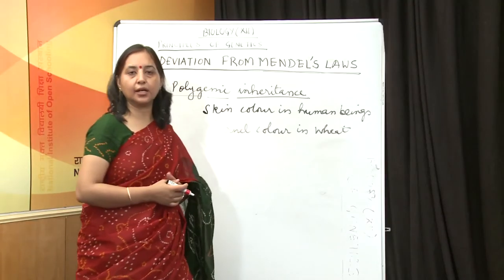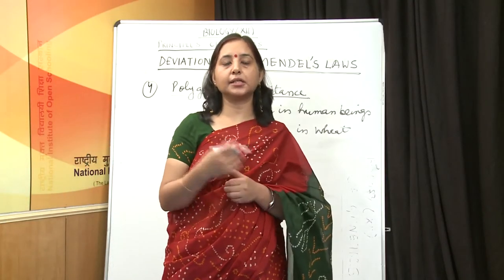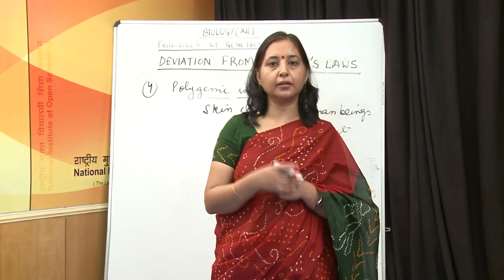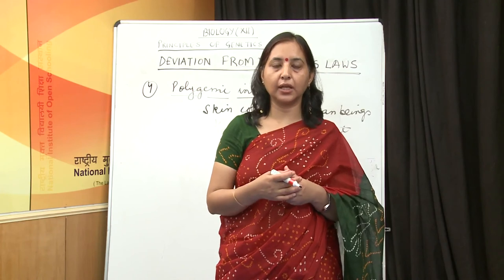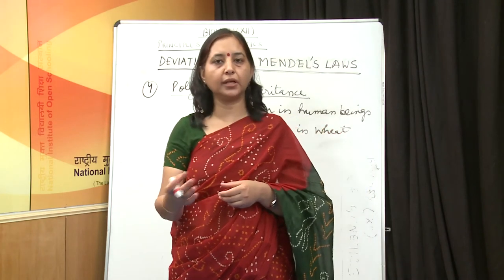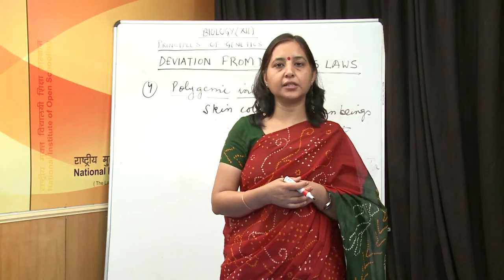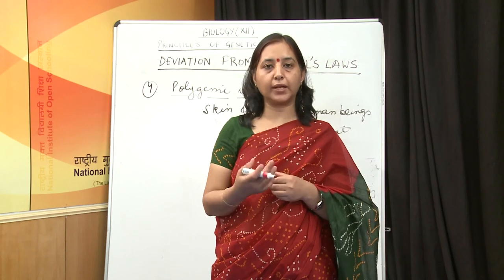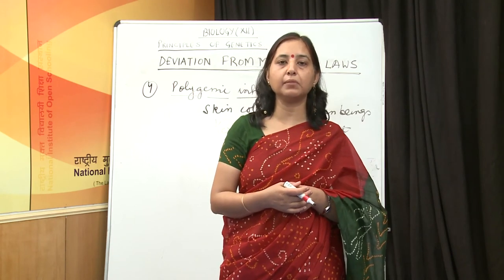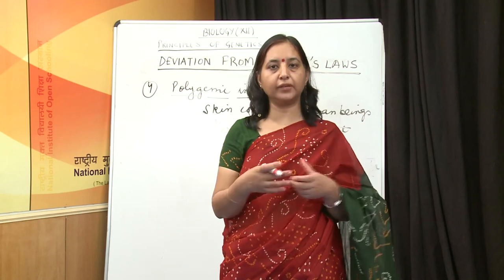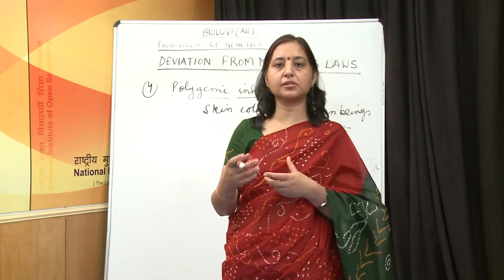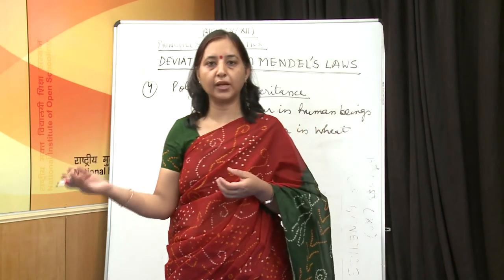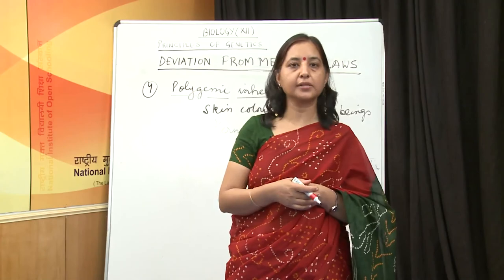If we see the skin color in human beings, it has the additive effect or cumulative effect of many genes together, and the color ranges from very dark, that is negro, to intermediate, that is mulattoes, and very, very light, that means very, very fair in color. So here only one trait, the skin color, is controlled by many, many genes. As a result, there is a cumulative effect. And the color ranges from dark brown to very light, and the intermediate ones are called mulattoes.